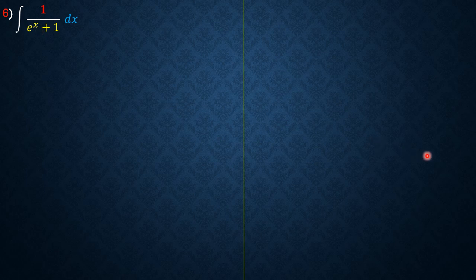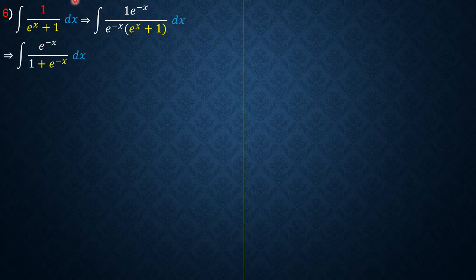Great. So by so doing, we are going to have the integral of e raised to the power negative x on the top over e raised to the power negative x into e raised to the power x plus 1. Remember, we are multiplying top and bottom by e raised to the power negative x. Multiplying these out, we are going to have the integral of just e raised to the power negative x over 1 plus e raised to the power negative x. These two give us 1.